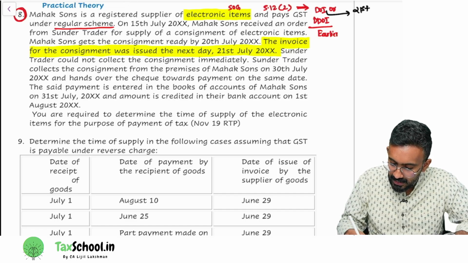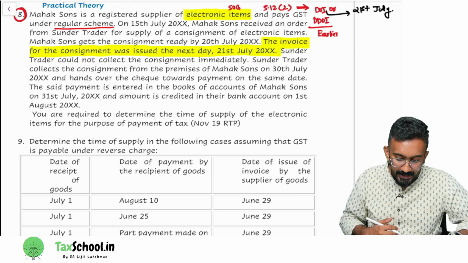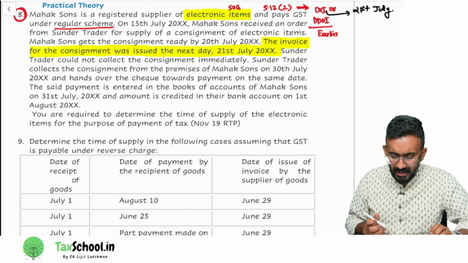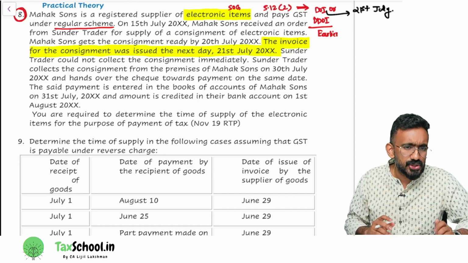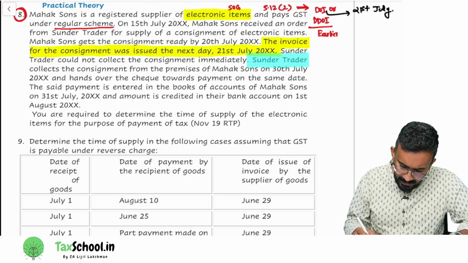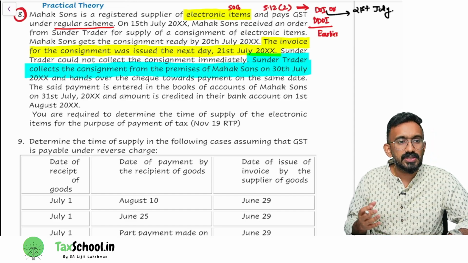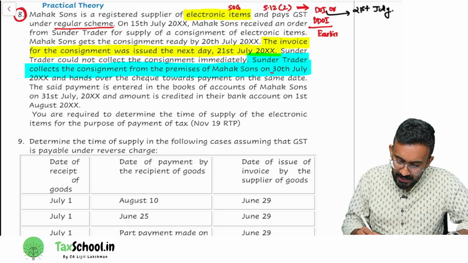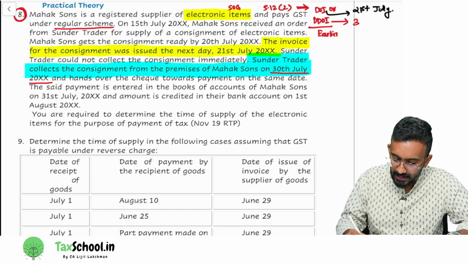Then I have to look at what is the due date of invoice. To understand due date of invoice, I have to look at whether there is date of delivery or date of removal of goods for supply that is given. For that, I should understand whether in this case supply involves transportation or not. The question says that Sundar Trader collects the consignment from the premises of Mehak and Sons. So the customer walks into the showroom and then collects the product, which means there is no movement. So when was it delivered then? It was delivered on 30th of July. That will become the due date of invoice, that is 30th of July.